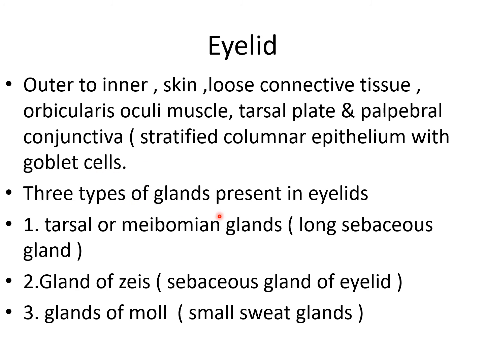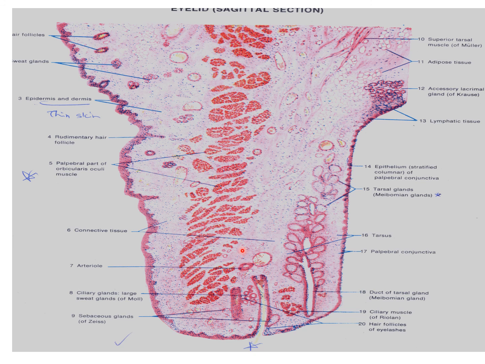Three types of glands are present in the eyelid: the tarsal or meibomian gland, the long sebaceous gland of Zeis, also named the sebaceous gland of the eyelid, and the small sweat glands. This part is the covering part of the eyelid. Here you can see a section of the eyelid. The outer portion is the skin, thin skin, which consists of stratified squamous epidermis and dermis. It contains the hair follicle; this one is the hair follicle.